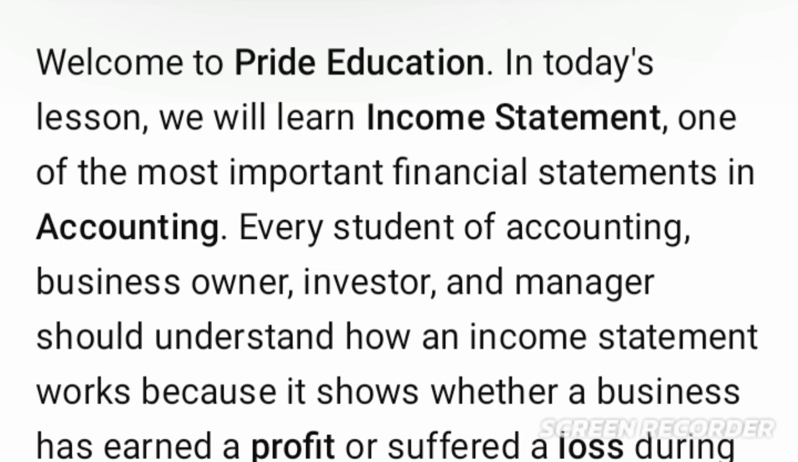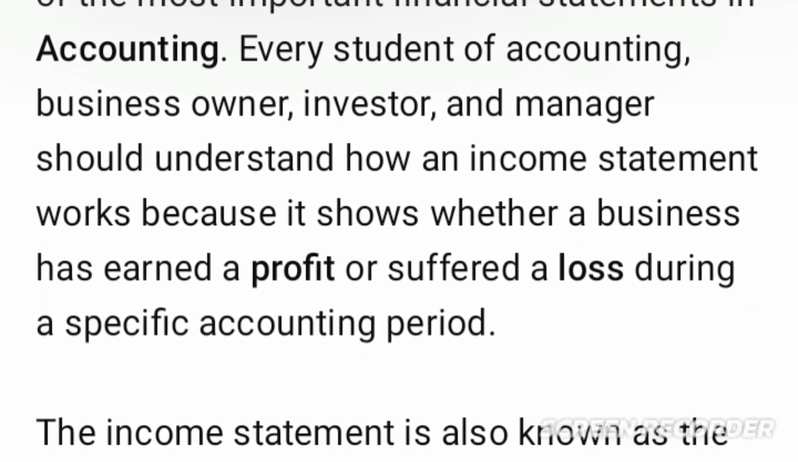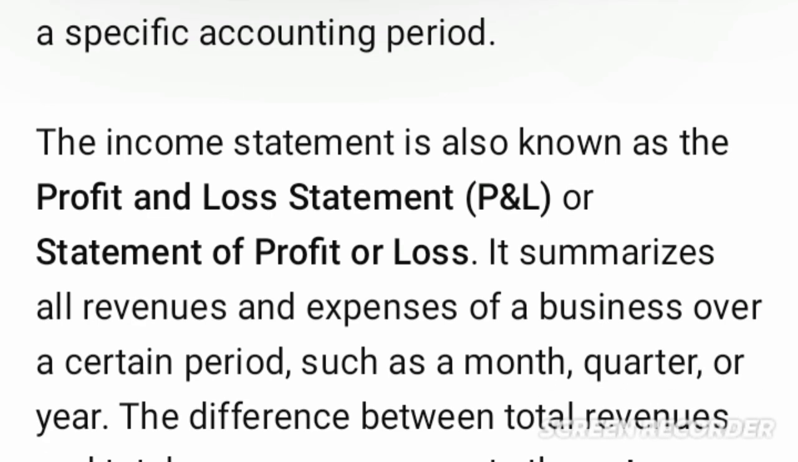In today's lesson we will learn the income statement, one of the most important financial statements in accounting. Every student of accounting, business owner, investor and manager should understand how an income statement works because it shows whether a business has earned a profit or suffered a loss during a specific accounting period.